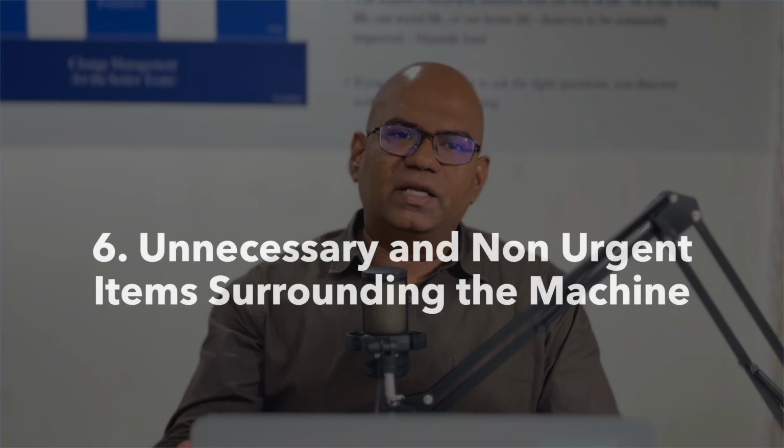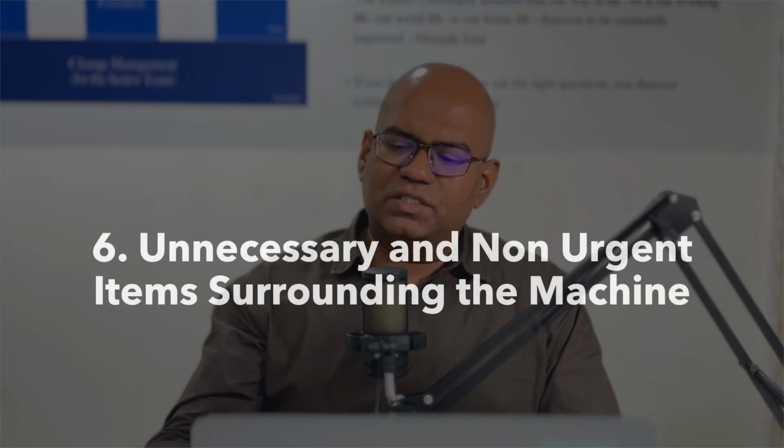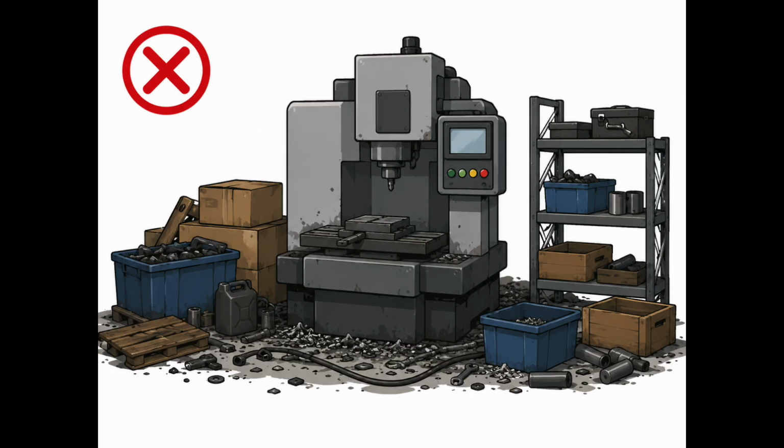The sixth one is unnecessary and non-urgent items surrounding the machine. For example, in many cases we see the machines will be surrounded by a lot of material. It can be excess material or some samples or your tools, jigs and fixtures, where the previous product is completed but still the tools and fixtures are there. There may be some excess material produced by the previous section, so they dumped every material around this machine, so people are not able to work properly. We don't have the place to store the output of this particular machine. So this creates a lot of confusion in the workplace. The clutter around the workplace is called unnecessary and non-urgent items cluttering the place.